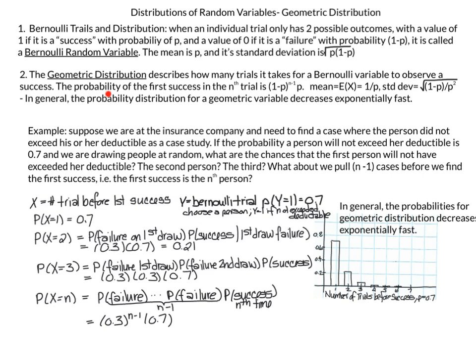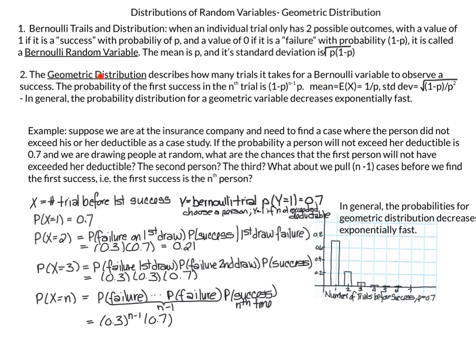We then define the geometric distribution as how many trials it takes for a Bernoulli variable to observe a success. The probability of the first success in the nth trial is (1 minus p) to the n minus 1 times p. You'll notice this 1 minus p is the probability of failure, and you have n minus 1 failures before you finally have a success, and that's this probability p.